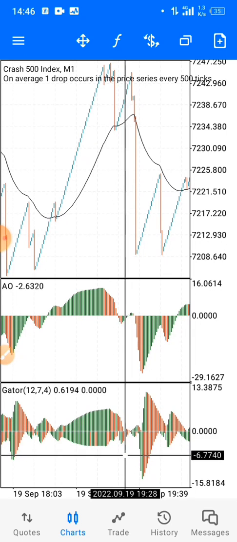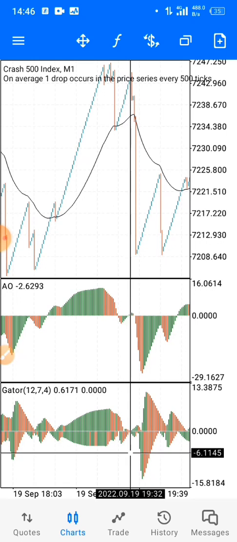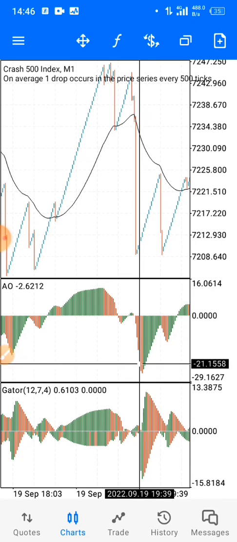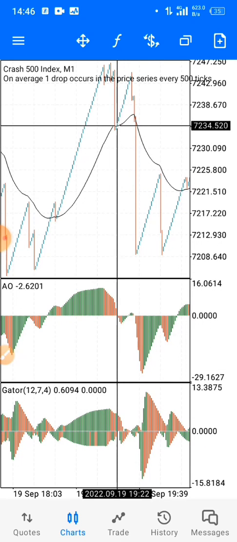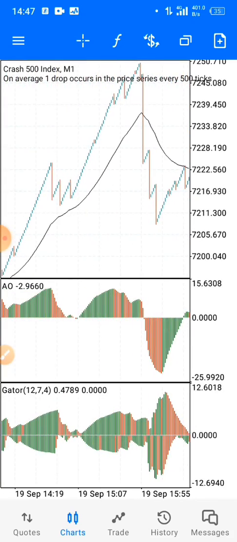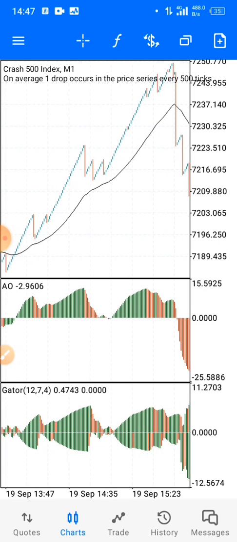Then here the Gator Oscillator was still red, and it spikes while it's still red. So here we've got no entry right here, right? So that's what we'll be doing. It's quite simple. Practice this out on demo before going live, and then come down in the comment section below and tell me what you think, right?